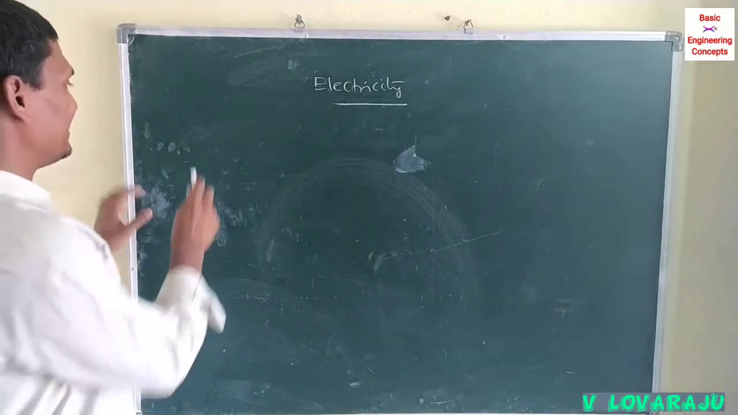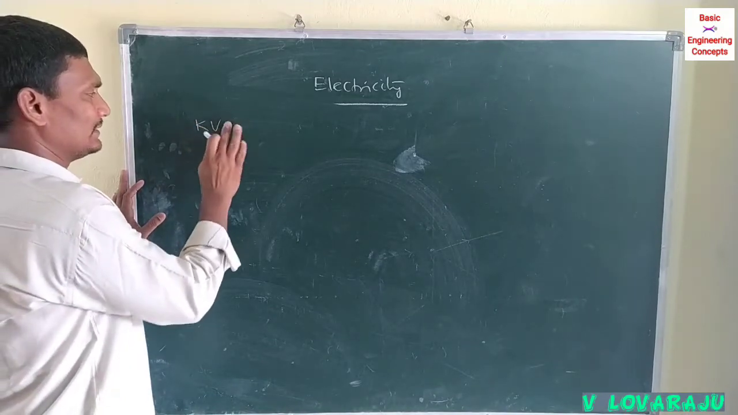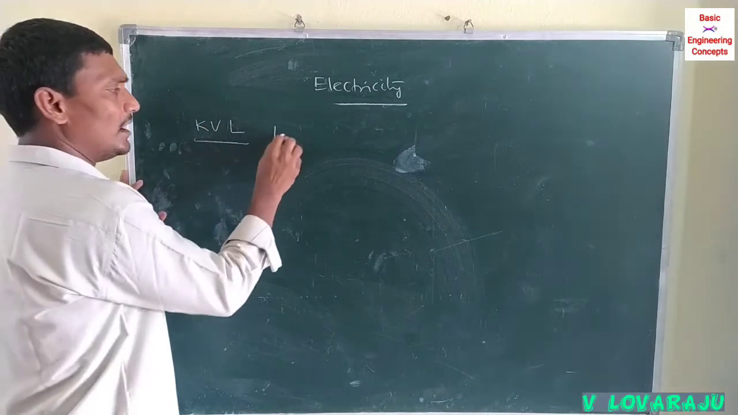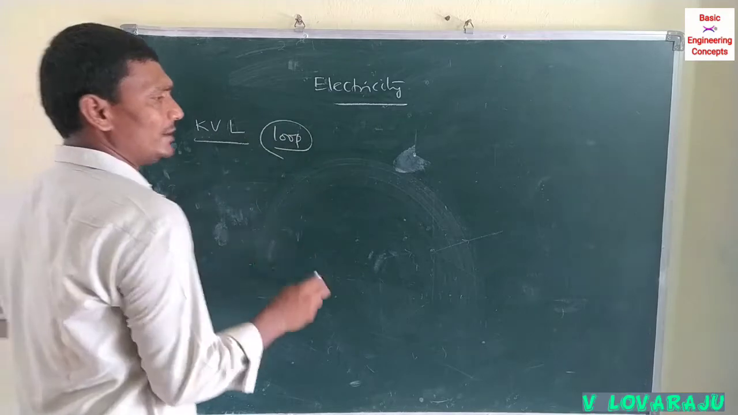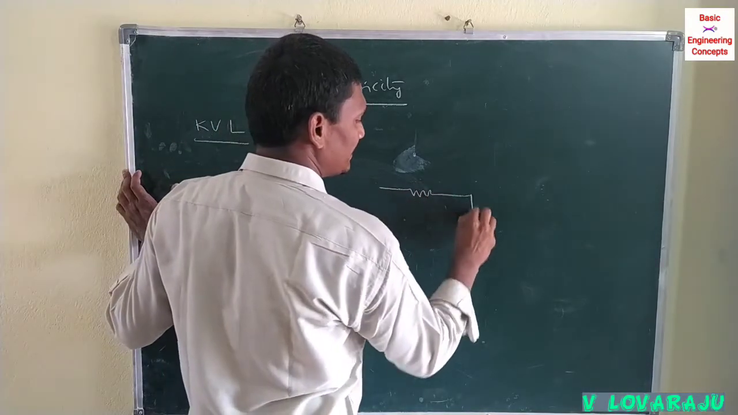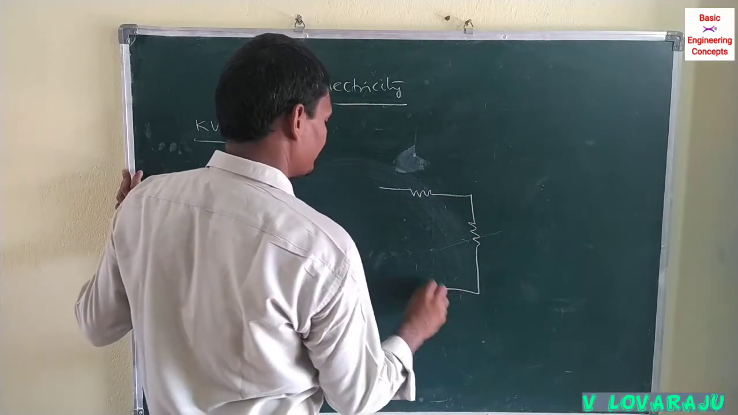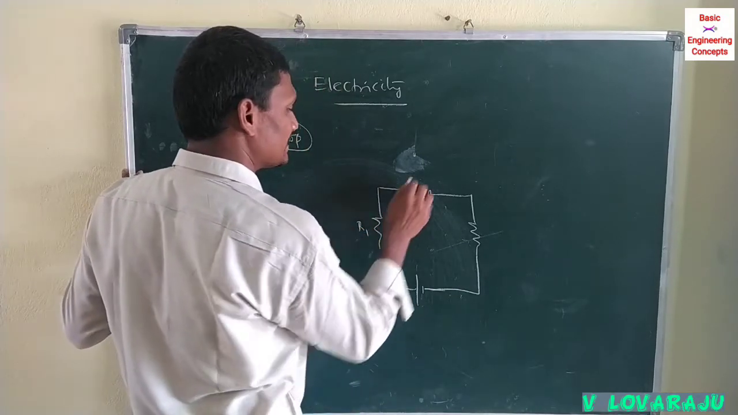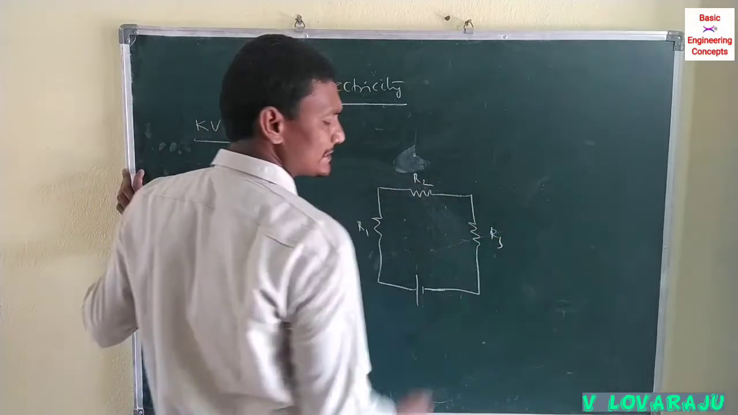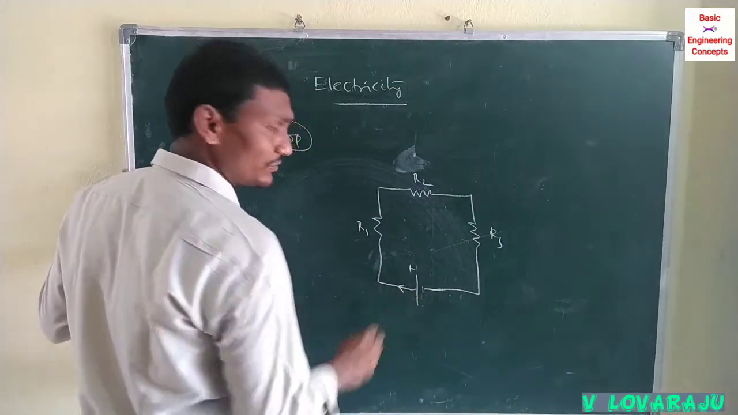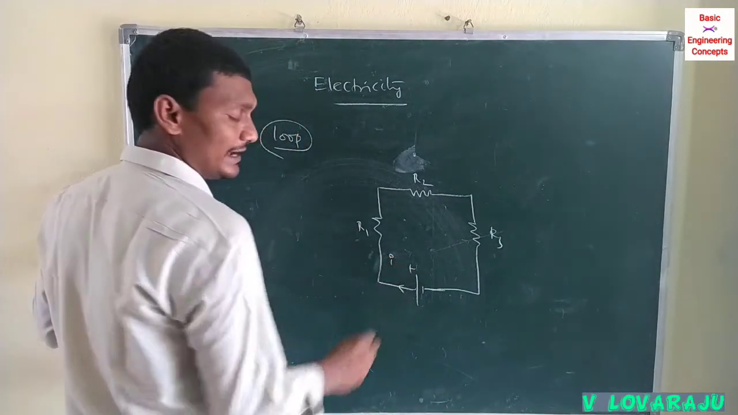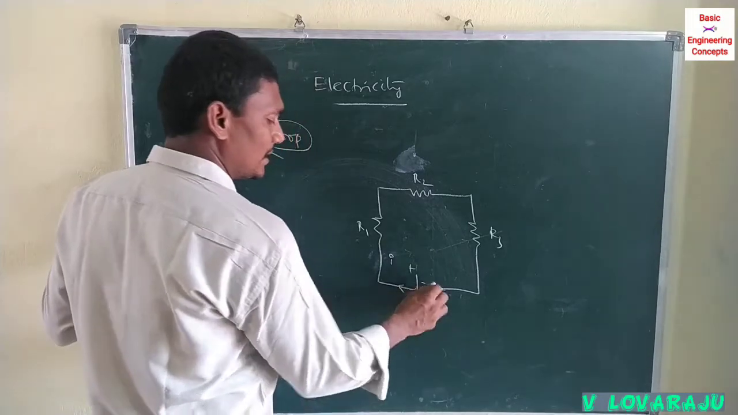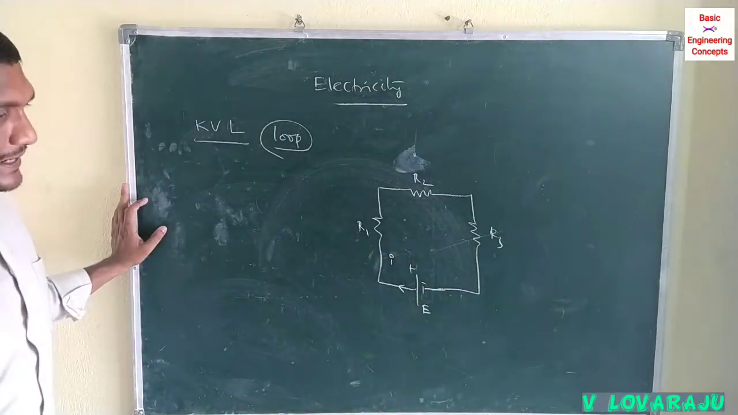The second one is KVL, Kirchhoff voltage law or loop law. Form a closed loop with 3 resistors and a battery. This is resistance R1, this is resistance R2, this is resistance R3. The current always flows from the positive terminal, let it be I. It is a closed loop, and the EMF of the battery is E.